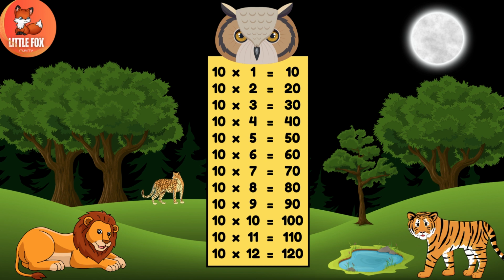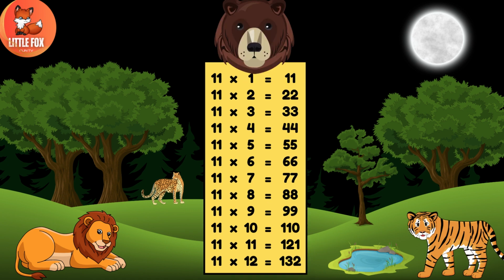10 multiply 9 is equals to 90. 10 multiply 10 is equals to 100. 10 multiply 11 is equals to 110. 10 multiply 12 is equals to 120.